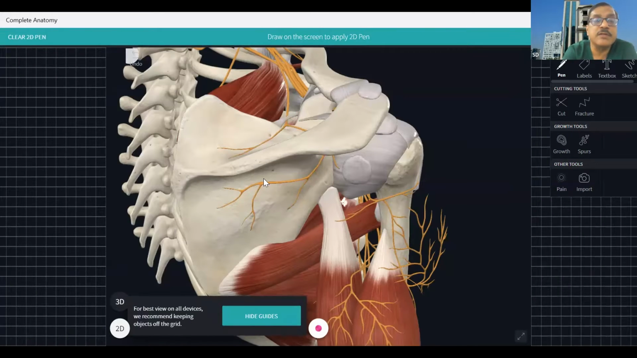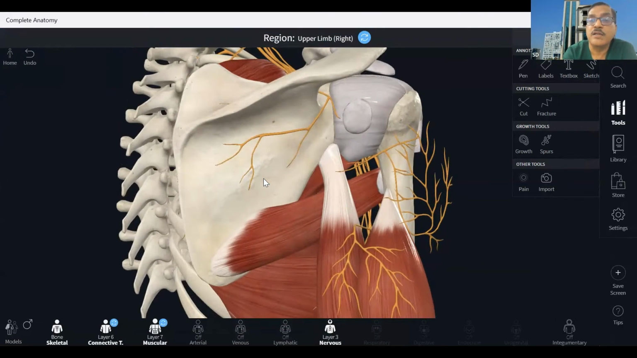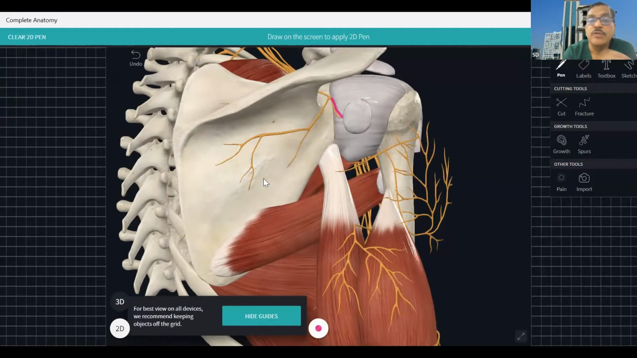let me remove this drawing. Articular branch, which is supplying the capsule, you see, this is the articular branch which is going to supply the capsule. So if we are holding the probe here and blocking here, this is your spinoglenoid notch. This is your glenoid, this is your spinous process. So this notch is the spinoglenoid notch.